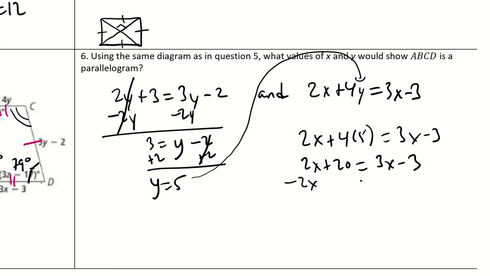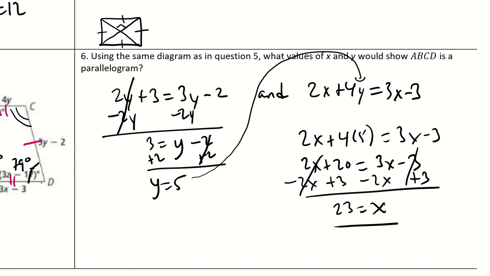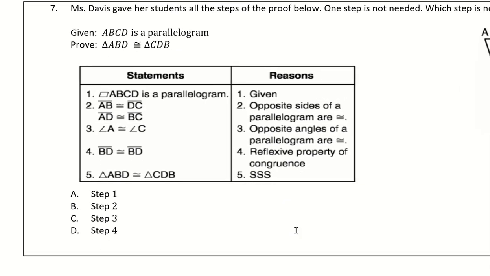So subtract 2x on both sides, and then I'm just going to add the 3 to the other side. So 23 is equal to x. So now we know x and we know y. All right, so let's move on to the next page here.